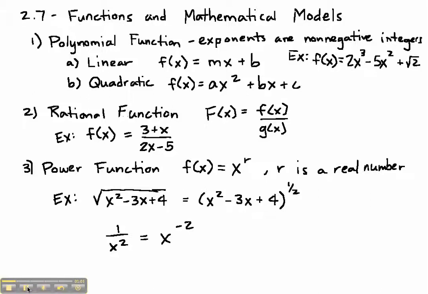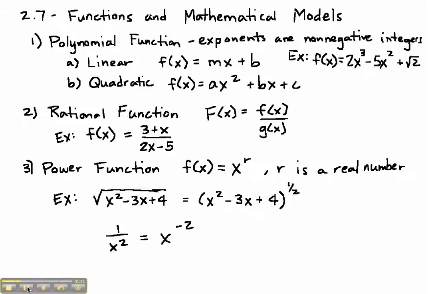An example, f of x equals 2x cubed minus 5x squared plus the square root of 2. That would be a polynomial function because the exponents are 3, 2, and 0. That's the exponent of the square root of 2, since there is no x in that term.